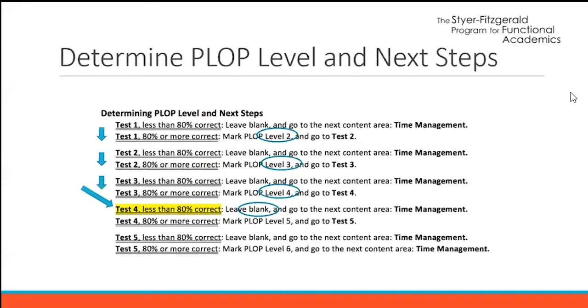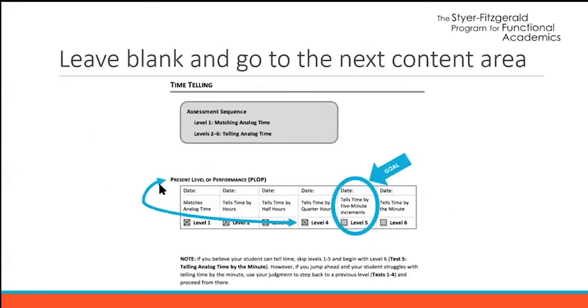So this next slide, we're going to look. The student had matched analog time. They told time by the hours and they met criteria. The same for half hours and quarter hours, they met criteria. But remember, they did not meet criteria for telling time by 5-minute increments. So we don't put an X in there. We leave that one blank, and that becomes our goal, right?